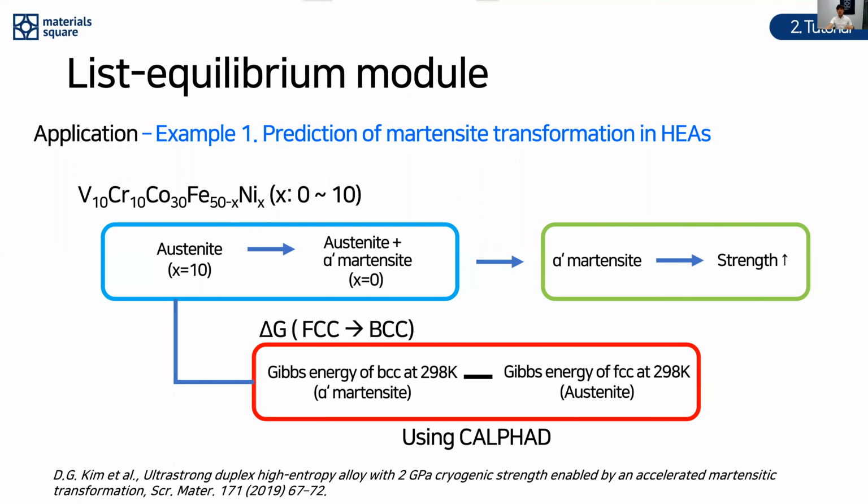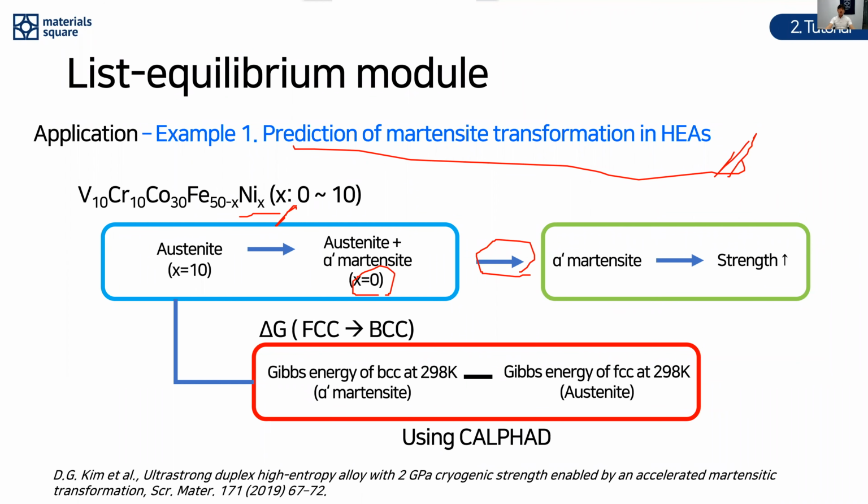I want to introduce 2 examples of applying this module. The first example is the study for inducing the martensitic transformation in high entropy alloys. In this literature, after initial heat treatment, the microstructure was observed as the FCC single phase regardless of nickel composition. However, after straining was given at room temperature and lower temperature in alloy with lower nickel content, martensitic transition occurred.